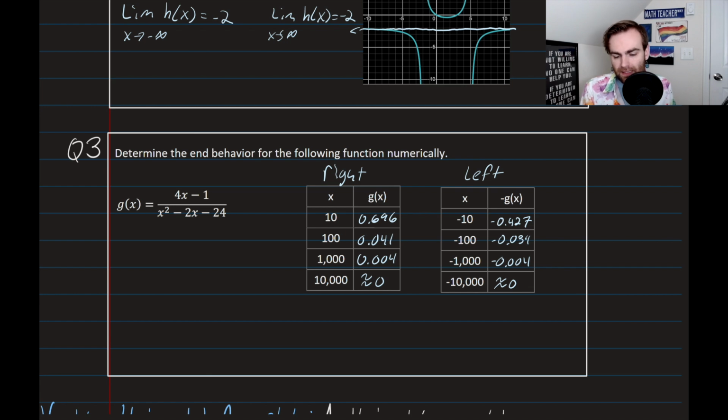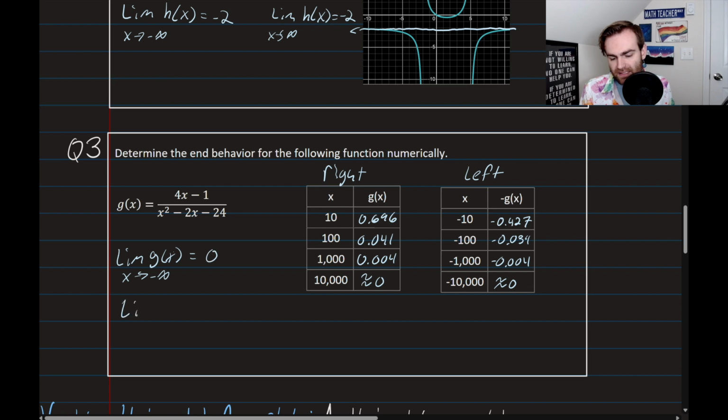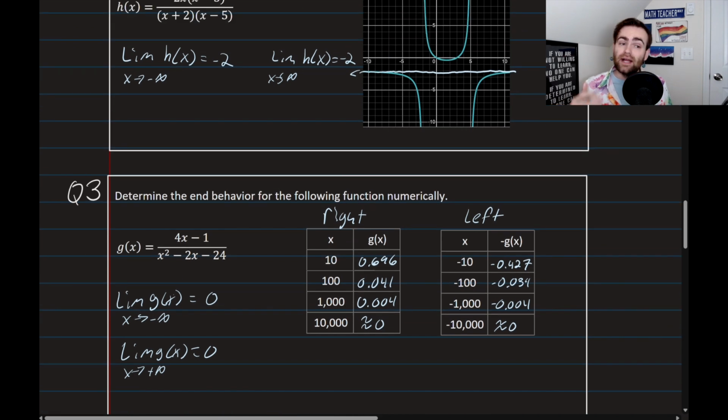So we would write limit as x approaches negative infinity of g of x is equal to 0. Limit as x approaches positive infinity for g of x is also 0. A little bit weird, but again, it approaches a number. And how can we tell?